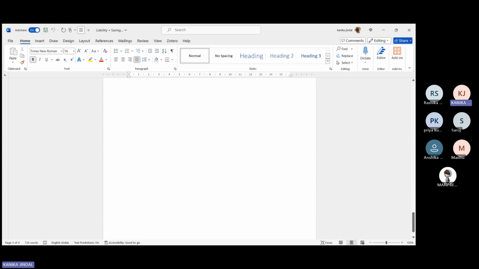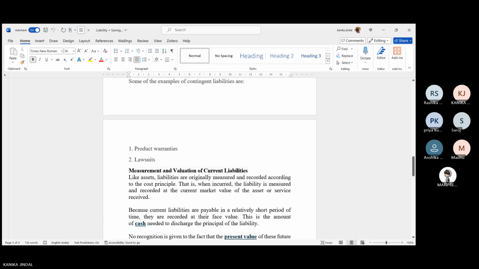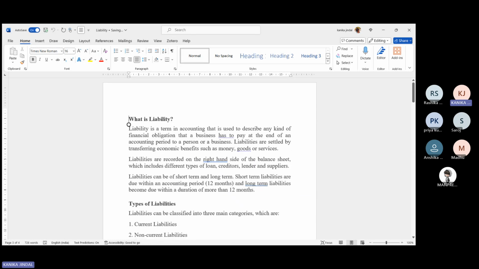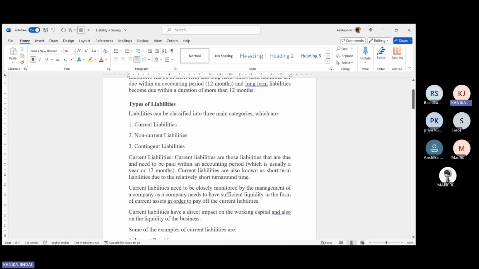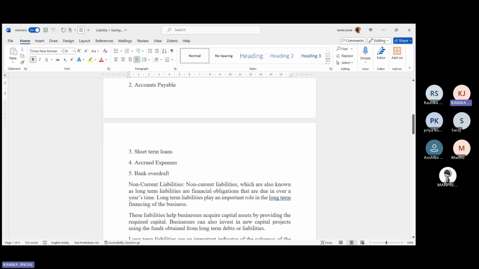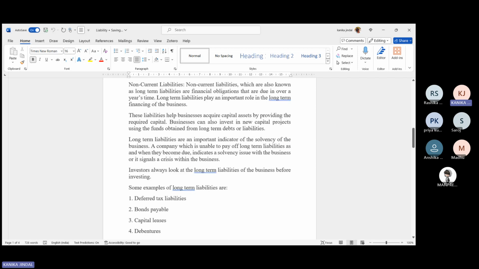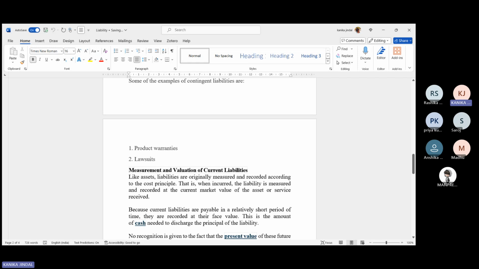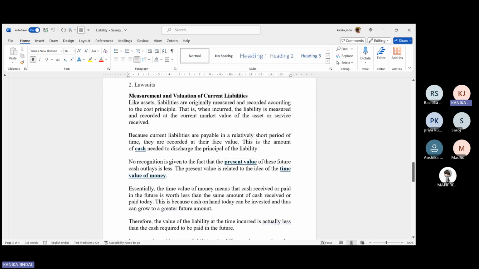So this was all about the liabilities part. I hope this is clear to everyone. Is there any doubt? So we have studied what is liability, types of liabilities, which are of three types: current, non-current, and contingent. Then we read various examples of all types of liabilities. Then we read about the measurement and valuation of current liabilities.